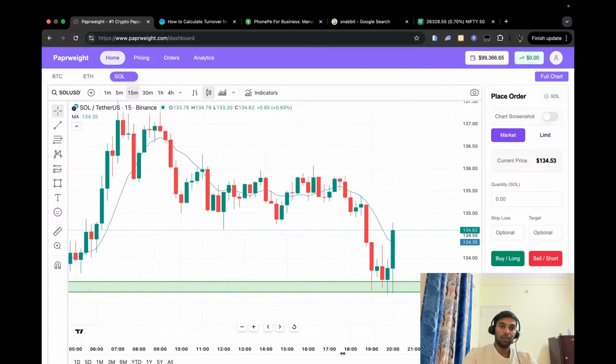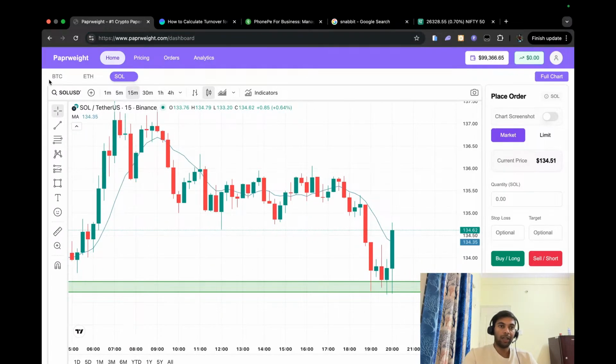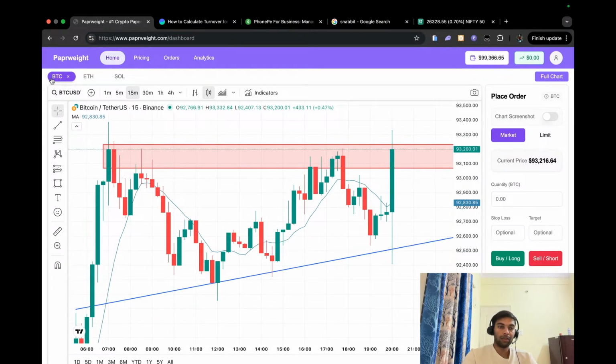Okay, now let's get back to the trading world. So in Bitcoin, what is happening? As you can see, this is quite a hilarious move. Market just went to the selling side and found it. Oh, this is the buying zone. This is the trend line. Market just flipped 180 degrees.